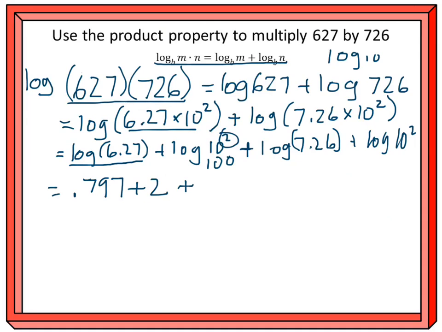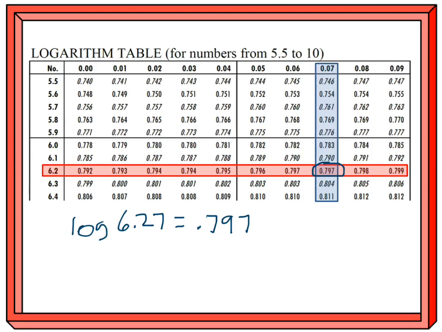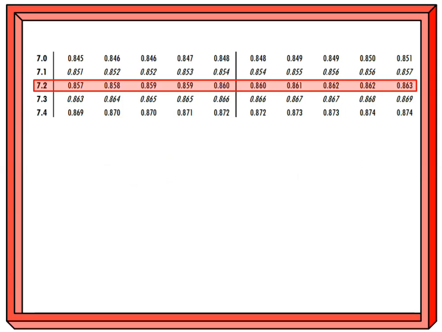Okay, so now let's go to the log of 7.26. Again, I have this set up for us. So 7.2. Now I'm going to highlight that whole entire row, 7.2. And now I need the 6th column, and the 6th column is right here. Remember, this goes 0, 1, 2, 3, 4, 5, 6. So the 6th column. So where these two intersect is 0.861.